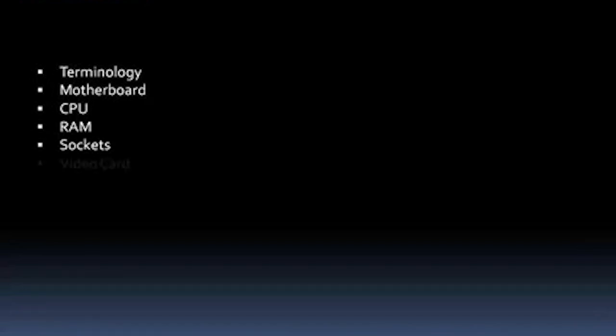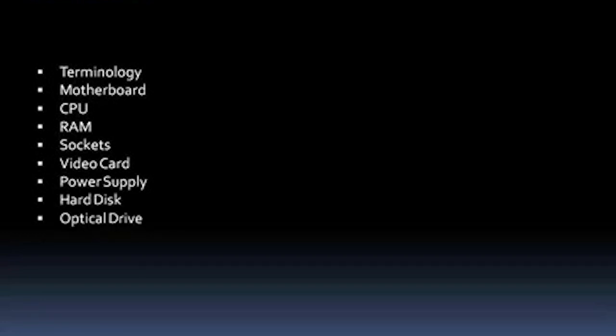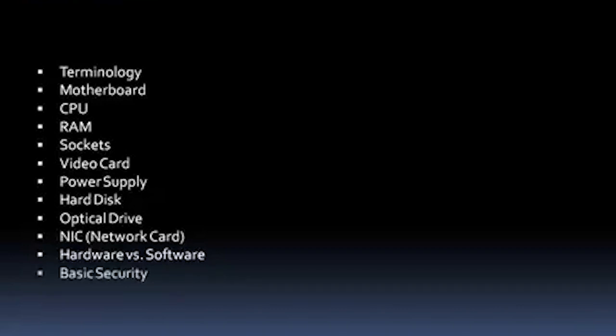First, we're going to look at some terminology. We're going to look at some motherboards, what a motherboard is, and explain about it. We're going to look at the CPU, the RAM, the sockets, the video card, the power supply, the hard disk, optical drive, network card, hardware versus software, and some basic security.